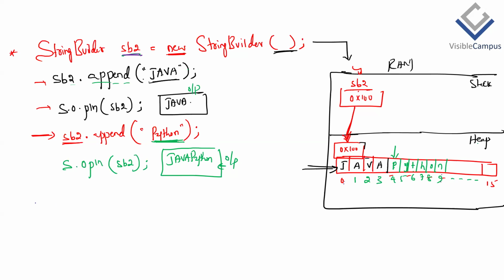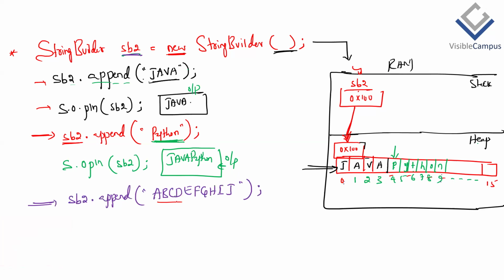So this time, if we try to append to the existing StringBuilder object called sb2 dot append, how many are available? 6 are available, but I am trying to append something like a, b, c, d, e, f, g, h, i, j, up to j. It means 10 more characters I am trying to add to the existing StringBuilder object only. Then this time, what will happen?